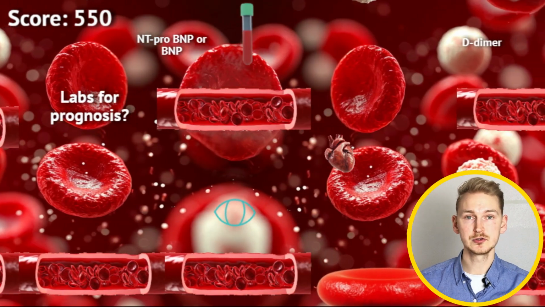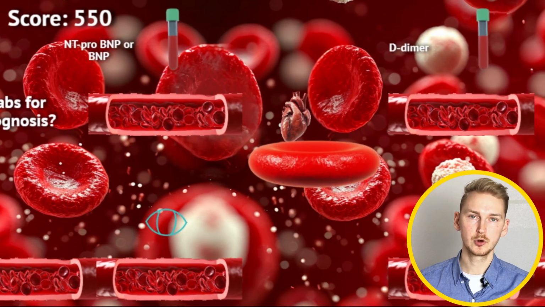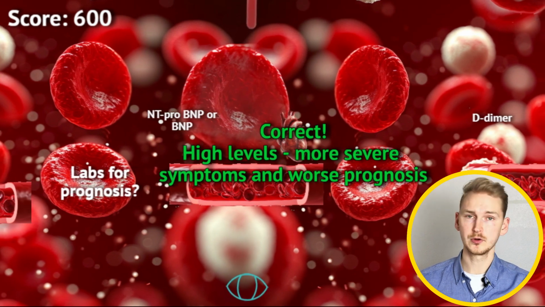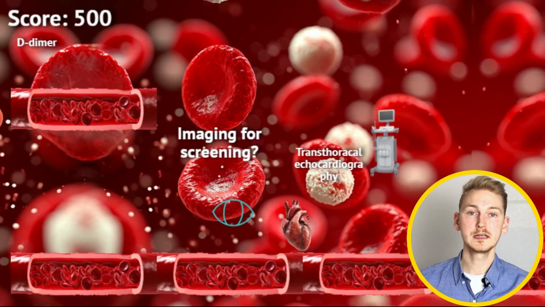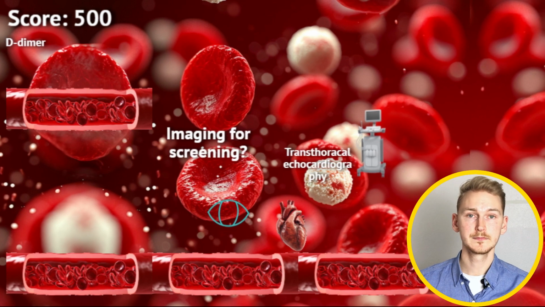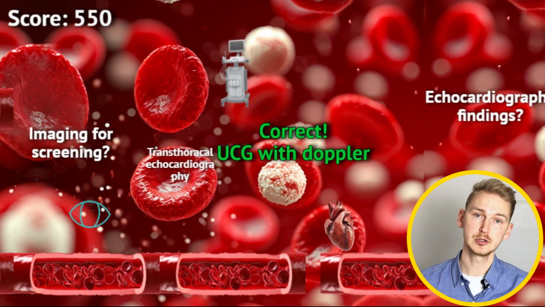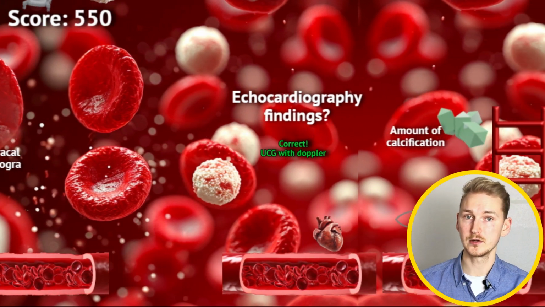Which labs are used for prognosis? NT-proBNP or BNP is correlated with worse prognosis and more symptoms. What imaging is used for screening? A transthoracic echocardiography with Doppler is usually used to screen for aortic valve stenosis.